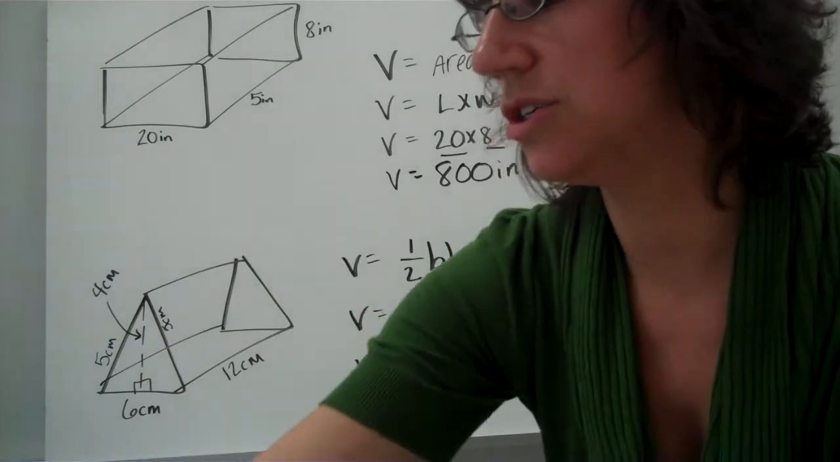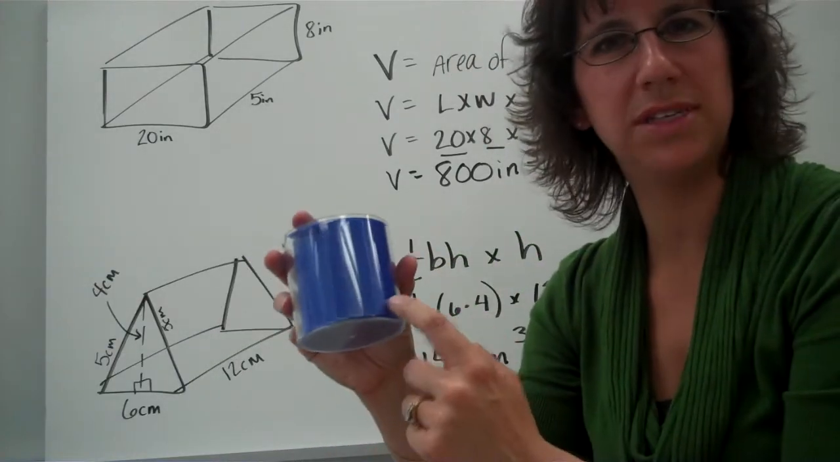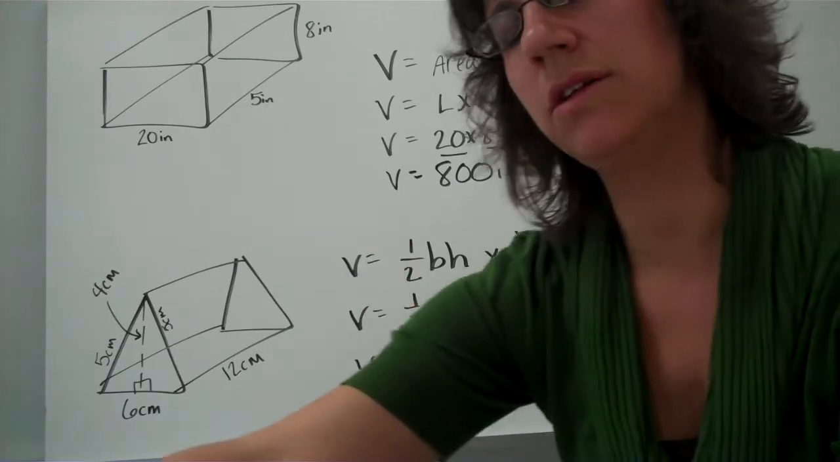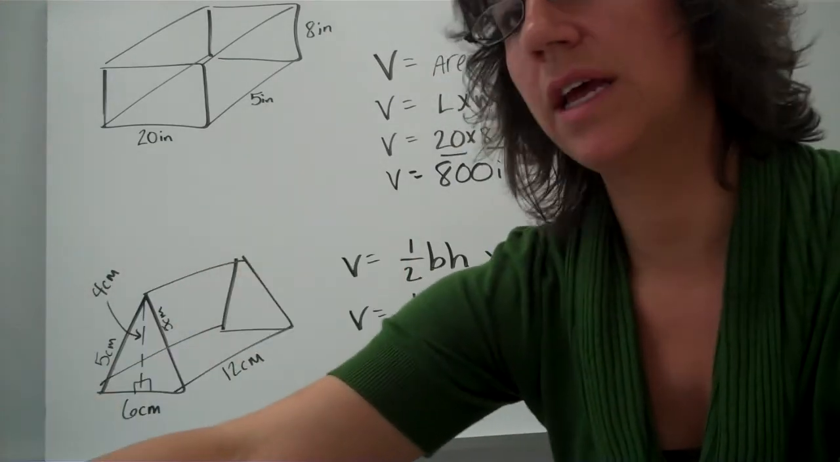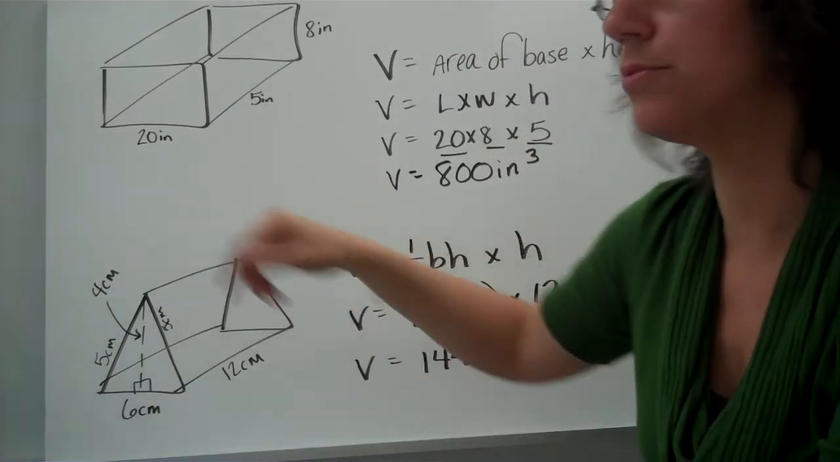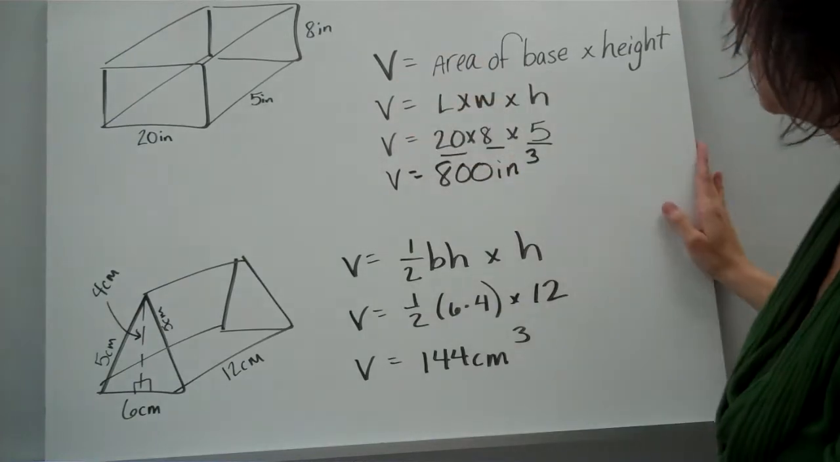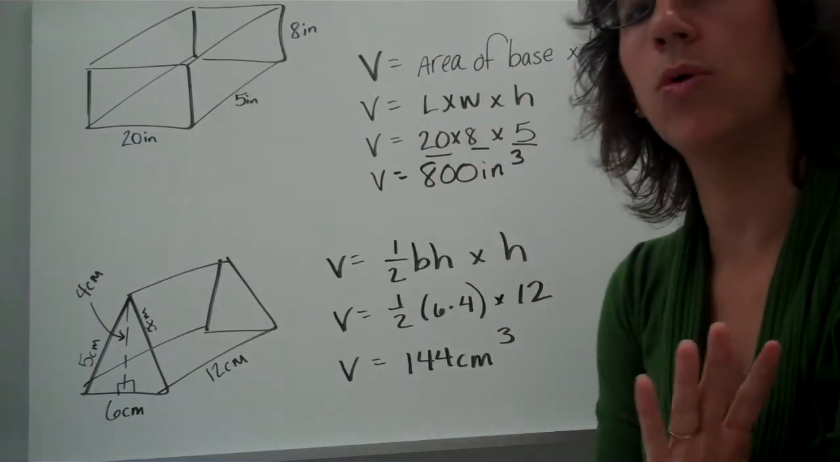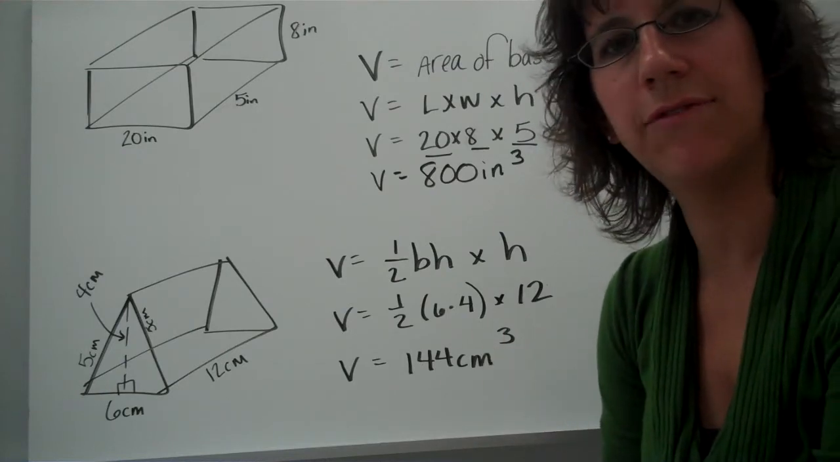Now I have a cylinder here, and I can't put those nice little cubes inside this shape because it wouldn't fit exactly right. But we can still find the volume of a cylinder and a triangular prism using the same method. So here's a rectangular prism. The volume is always going to be the area of the bottom multiplied by the height. It does not matter what shape you're using, that is the same formula every time.